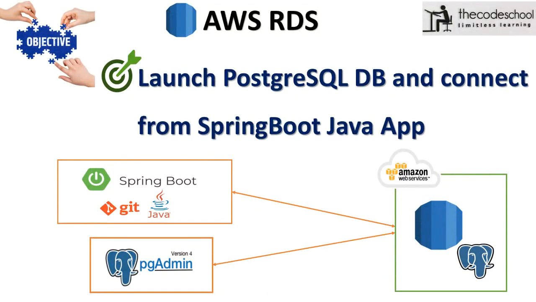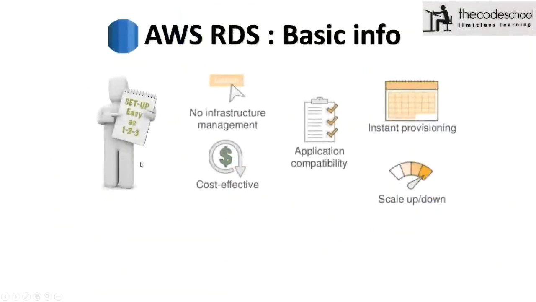If you are not a Java developer, you can still enjoy this video. I'll be demonstrating similar stuff using PGAdmin. Some of the basic concepts of AWS RDS: RDS stands for Relational Database Service. It manages the Relational Database Management System, the DB engines. It is very easy to launch, run and manage the database using RDS.